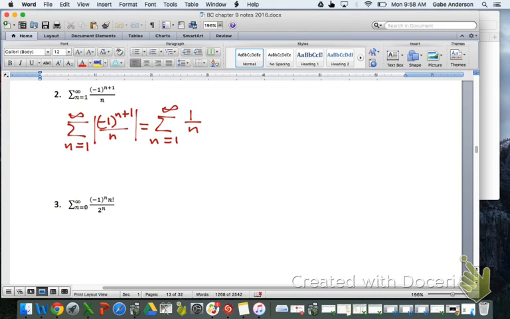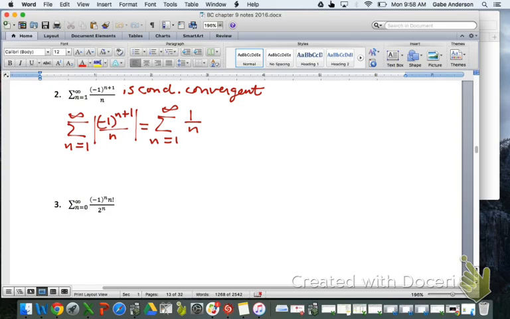So as far as absolute or conditional convergence, what's your judgment? It's conditional. So you'd say this series is conditionally convergent. So it only converges if you allow it to have the plus or minus signs, the alternating parts. Is that making sense? Any questions?